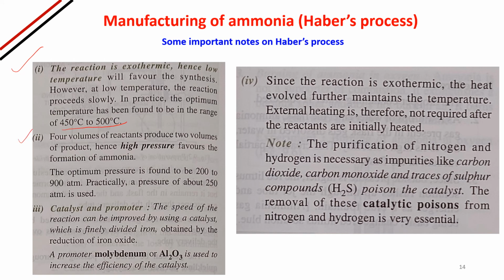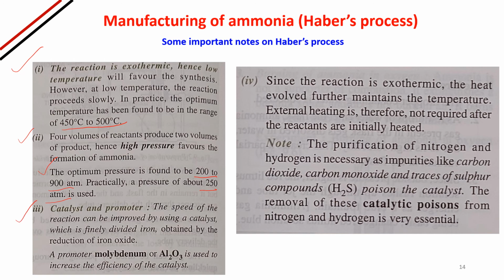The second point: 4 volumes of reactants produce 2 volumes of product. Hence, high pressure favors the formation of ammonia. The optimum pressure is found to be 200 to 900 atmospheres. Practically, a pressure of 250 atmospheres is used.